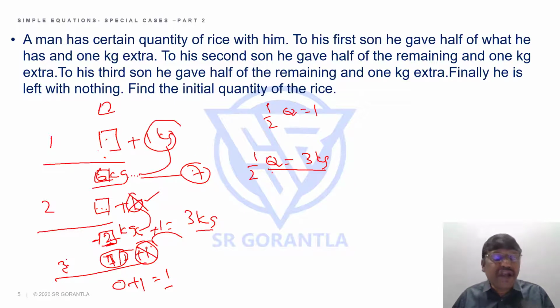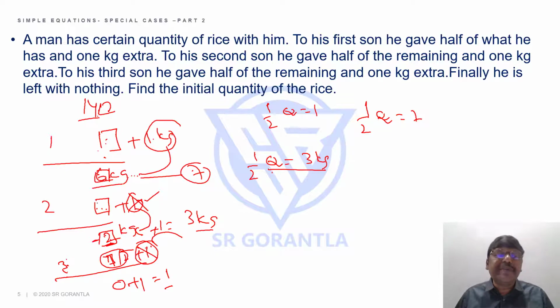Half. By giving half to the first son, he would be left with the other half. That other half is equal to 7 kilograms, which means the original quantity is how much? 14 kilograms. Yes. If it is 14, half will be 7, but he is giving 1 extra, that's why 6.